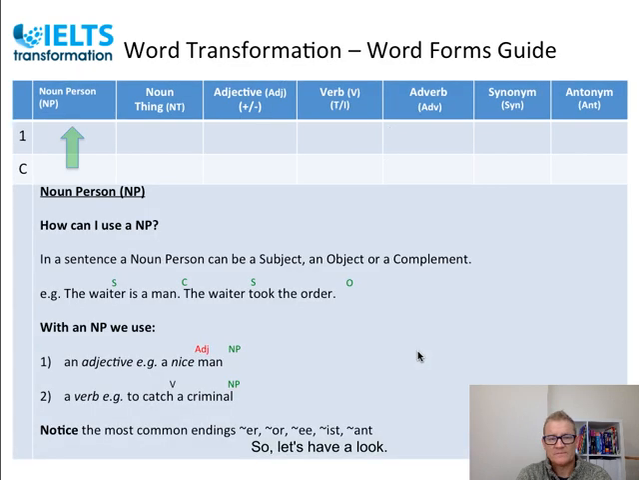So let's have a look. Noun person. Pause the video and read this carefully. You can see a noun person is a noun. It could be a subject, an object, or a complement. Here's some examples. And here are the common endings. All of these endings show you, for example, builder, as I mentioned, educator, employee, biologist, attendant. Those are all noun people. So those endings, those suffixes, show you what type of word it is.